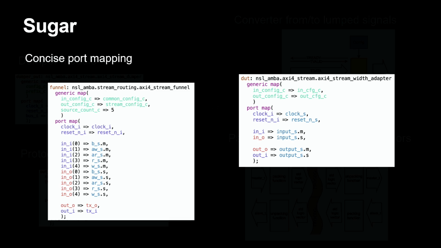For the general usage, when we have this kind of abstraction, the port mapping gets concise enough that it's manageable. And this makes it handy to use. In a way, we don't have to rely anymore on netlist generating stuff like block designs, because authoring this kind of code gets manageable.